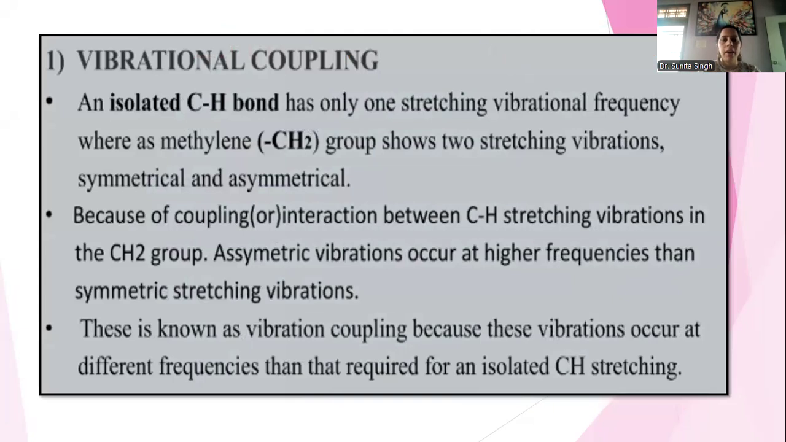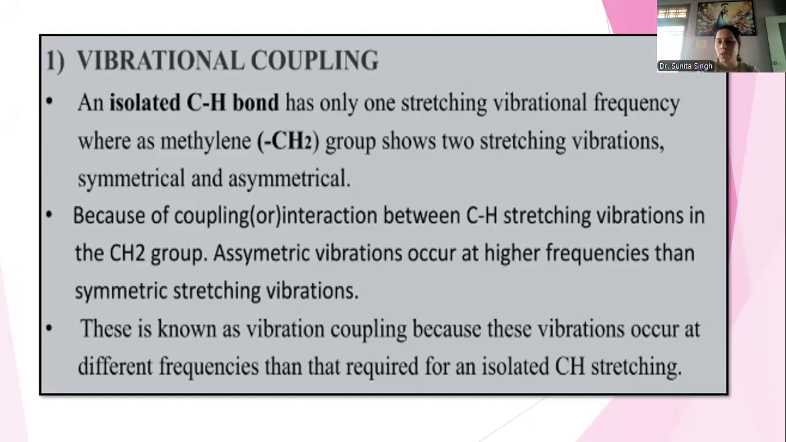Vibrational coupling. If we have an isolated CH bond, as an example, it has only one stretching vibration frequency, whereas a methylene group shows two stretching frequencies, symmetrical and asymmetrical, because of coupling or interaction between CH stretching vibrations in the CH2 group. This type of coupling affects the vibration frequency, and the asymmetric vibrations always occur at higher frequency. So we should know that asymmetric stretching has higher frequency in comparison to symmetric stretching vibration.